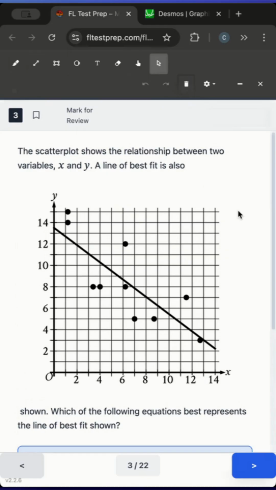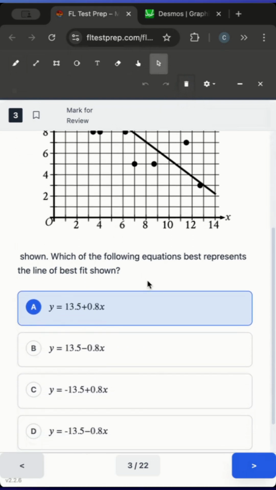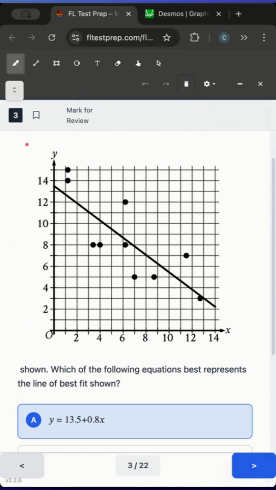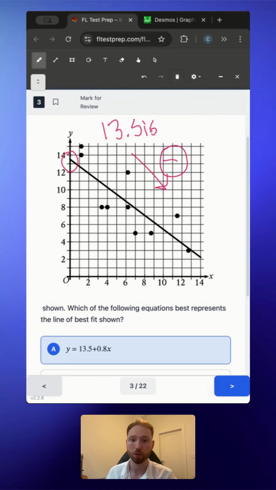Ooh, can you solve this tough linear SAT problem? A scatterplot shows the relationship between two variables x and y, and the line of best fit is also shown. Which of the following equations best represents the line of best fit shown? So you can actually solve this question really, really fast by looking at key markers of a line. One of them being slope, so we know we have a negative slope. And the other one being our y-intercept, and we know our y-intercept is going to be 13.5-ish.